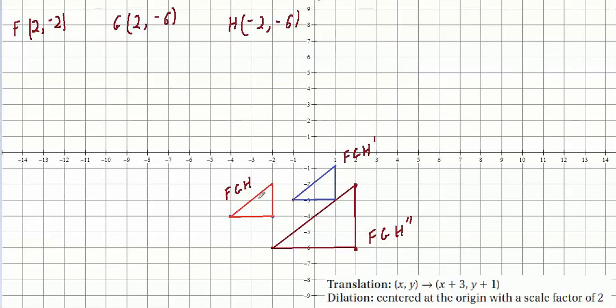Here's our original triangle, the pre-image. We shifted it over and up. According to this, it went over 3 and up 1, which pretty well fits: 1, 2, 3, and up 1. It makes sense. But then we doubled it. This here, this is the point 1, minus 1. It becomes 2, minus 2.